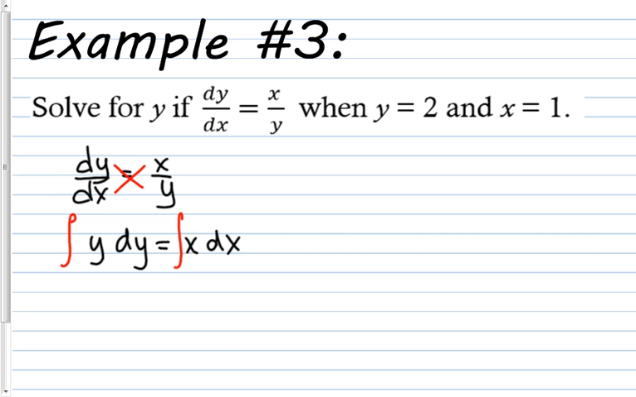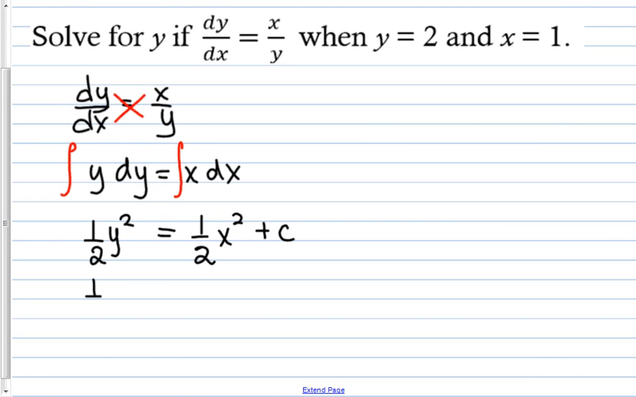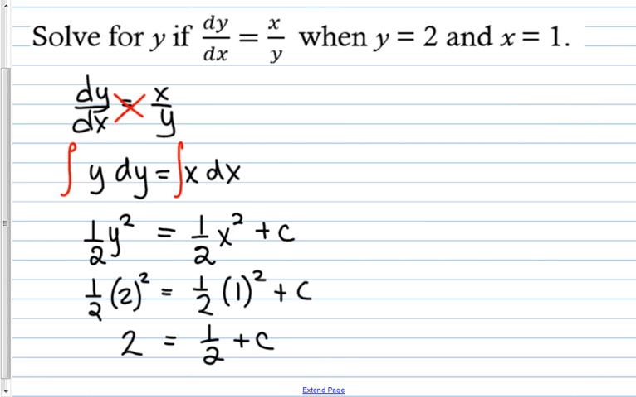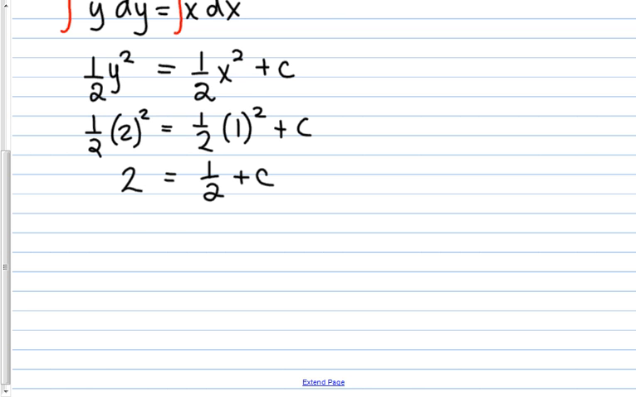So now the integral of y is 1/2 y squared, right? Because you add an exponent and divide by it. And for x it's going to be the same. Add an exponent, divide by it, plus c. Plug in your values for x and for y. So 1/2 y, which is 2 squared, and then plug in for x, that's 1 squared. So 2 squared is 4. 4 times 1 half is 2. 1 half times 1 is 1 half, plus c. Subtract 1 half from both sides. So I get 3 halves equals c.